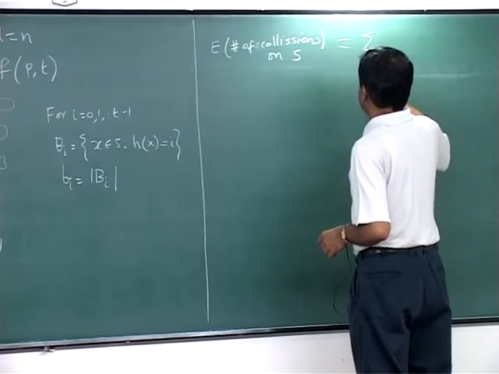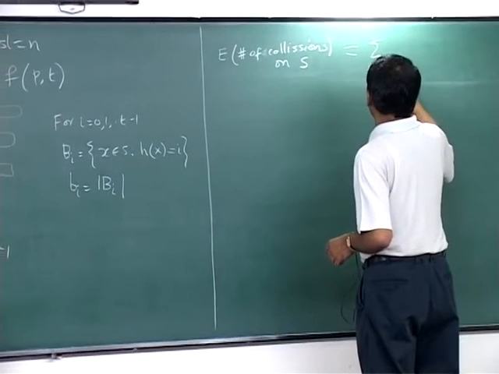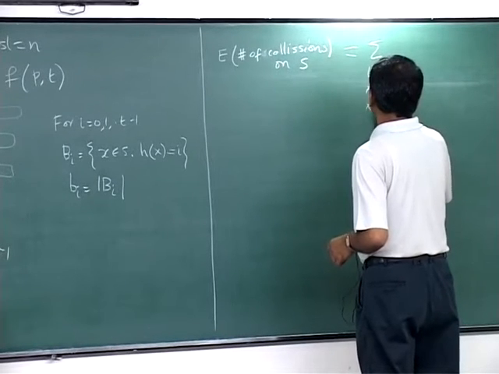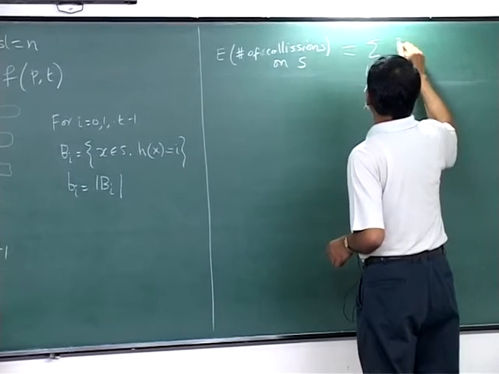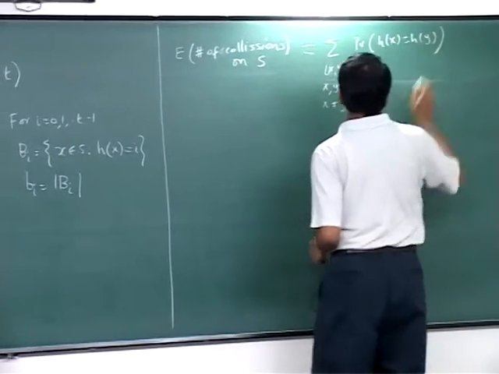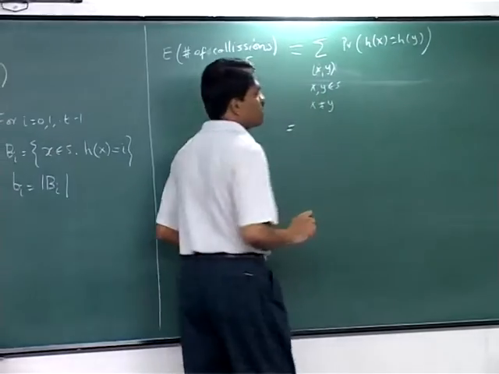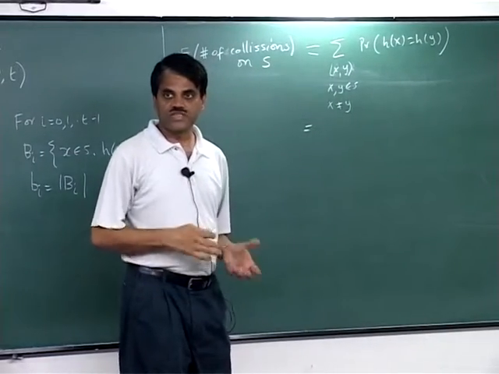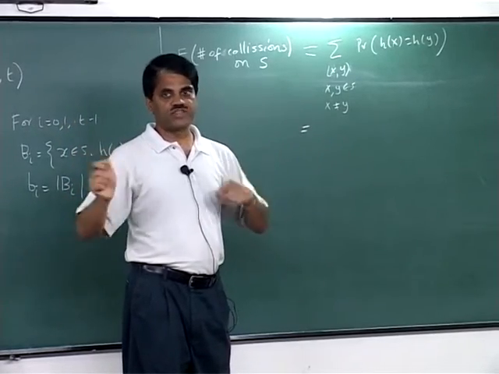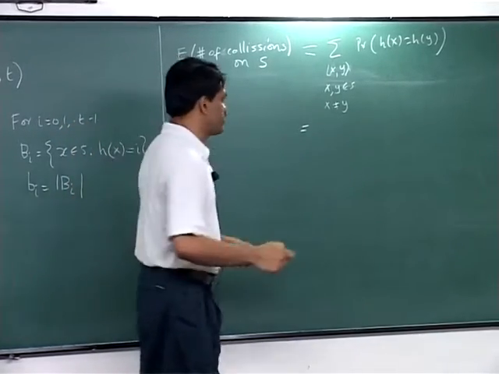Summation over x, y in set S, x not equal to y, probability that... this is what I'm interested in. Right? This is the expected number of collisions. What is a collision? A pair x not equal to y, but they get mapped to the same value.